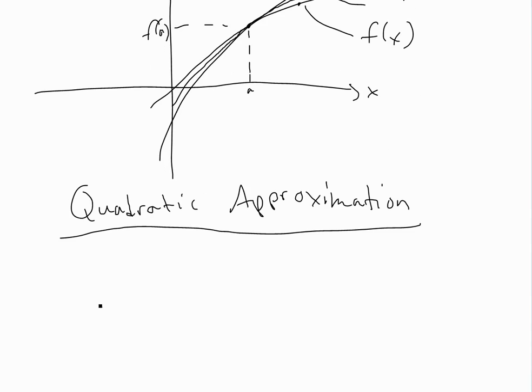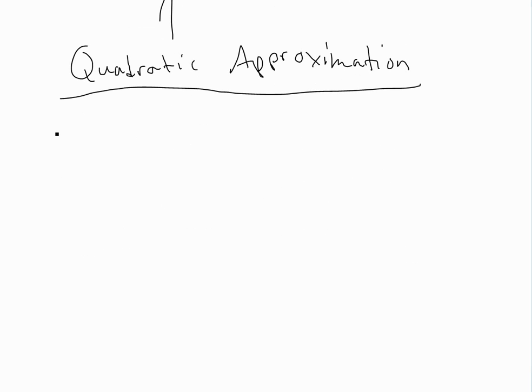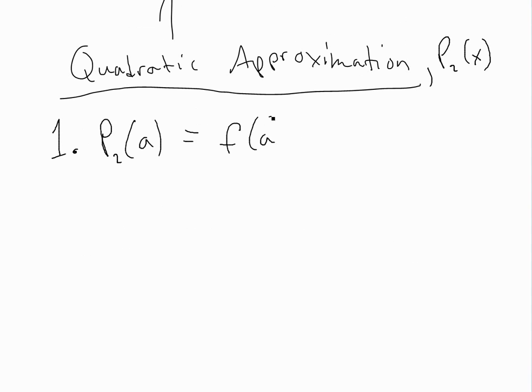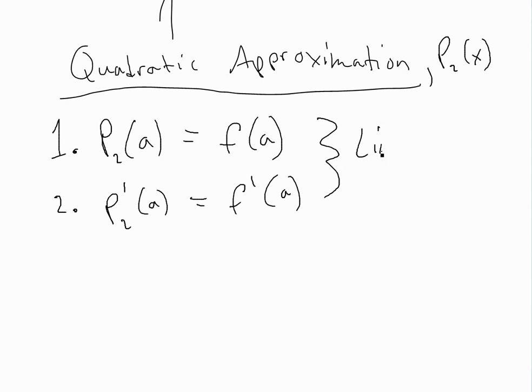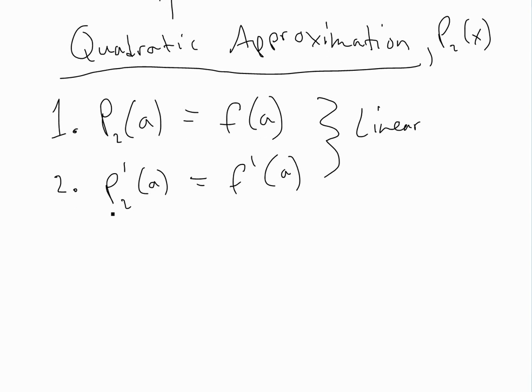We need the following to be true. One, we'll call this approximation p2 of x, and we need p2 of a to equal f of a. That's the function we're approximating. And then the derivative at that point a will be equal to f prime of a. So with linear approximations, this is all we need. This is just linear. And then we need to go one further to get quadratic.